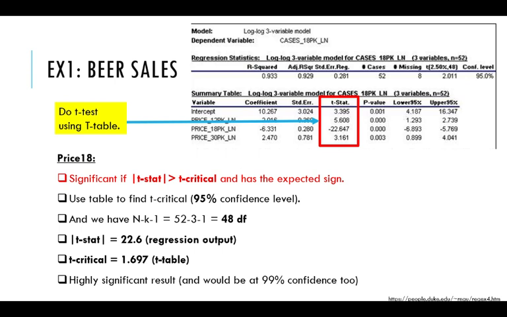So do we all agree we have a highly significant result at 95% confidence? And in fact, you could do 99% confidence. You could do 99.9% confidence, and you're going to see that you can pass those t-tests. You're going to reject the null as well.